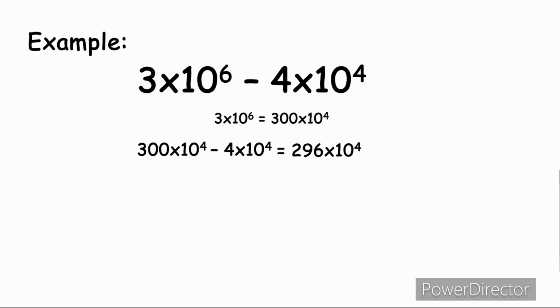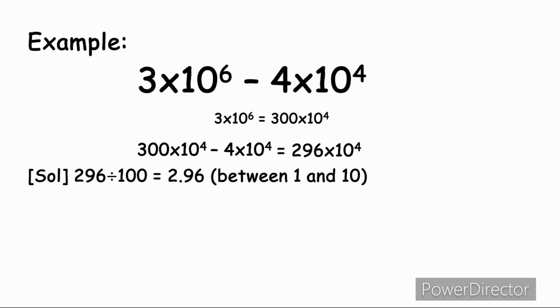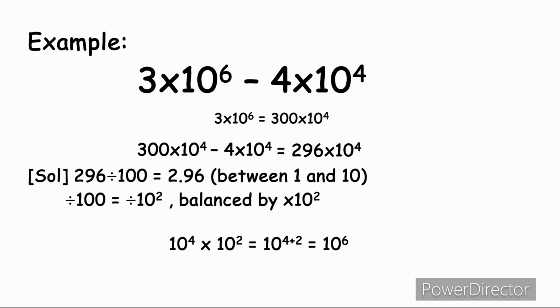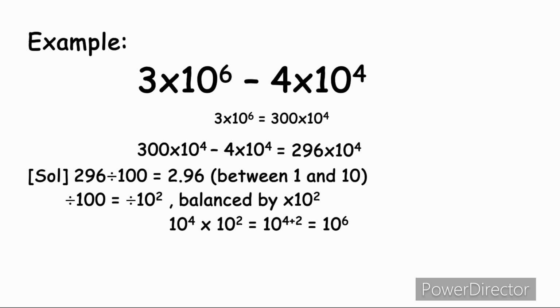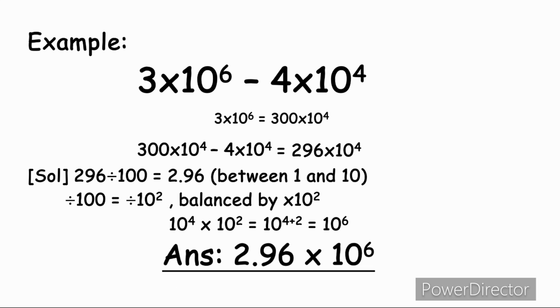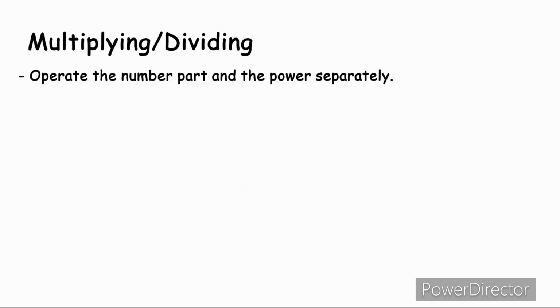In this case, we will want to divide 296 by 100 to make it between 1 and 10. Then we will have to increase the power of 10 by 2, which is basically multiplying it by 100 to balance out. So finally, we will end up with 2.96 times 10 to the power of 6, which is our final answer.